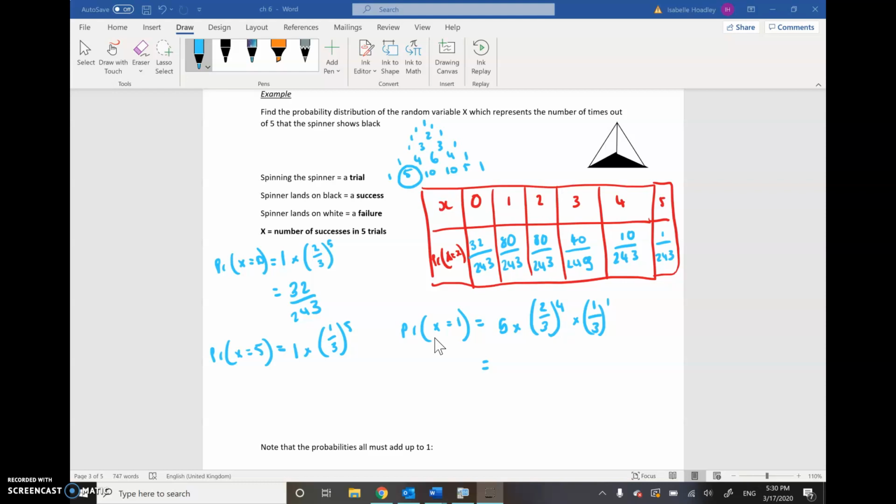And you see here, this is a tiny probability that if you spin this 5 times, it's going to land on black every single time. All right, we'll go on to the next one.